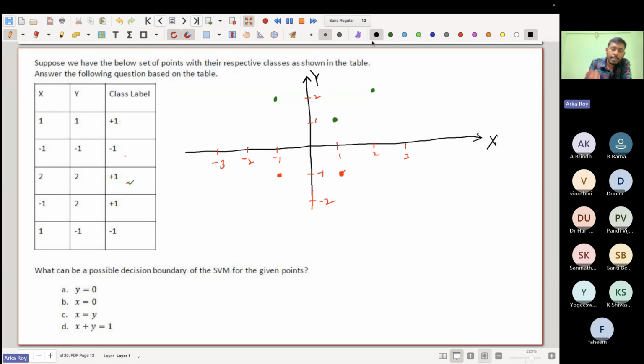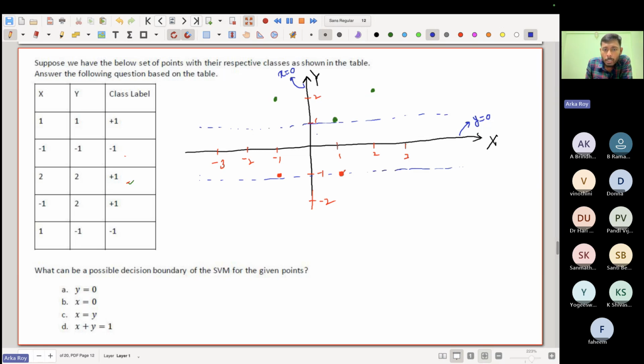Support vector means, let's say this horizontal line is my decision boundary, this line is y equals 0, and this line is x equals 0. If the y equals 0 line is my decision boundary to segregate these two classes, the support vectors will be these points, beyond which I cannot draw any line related to the margin. So this is the margin.